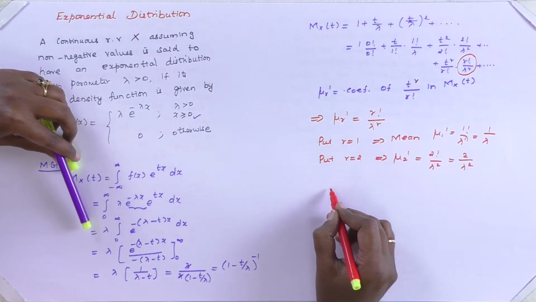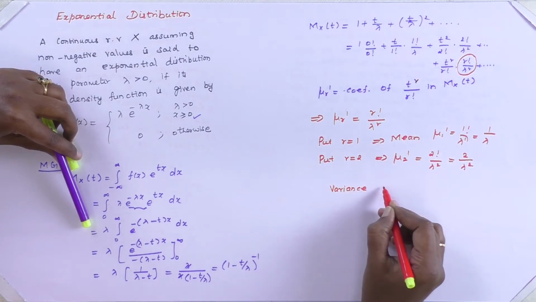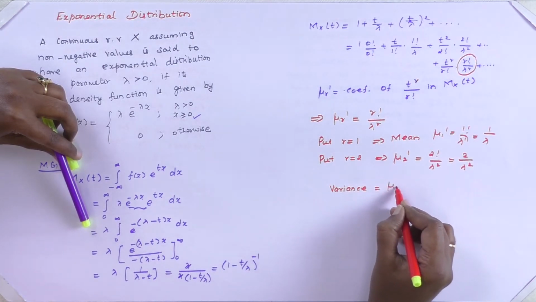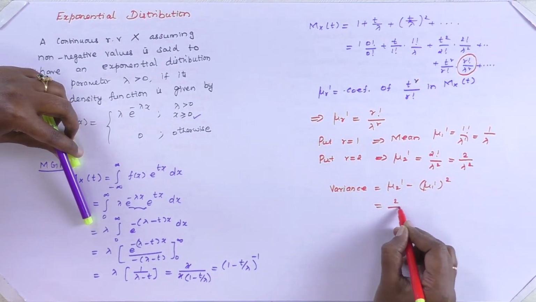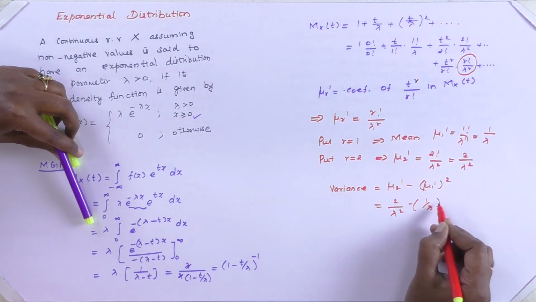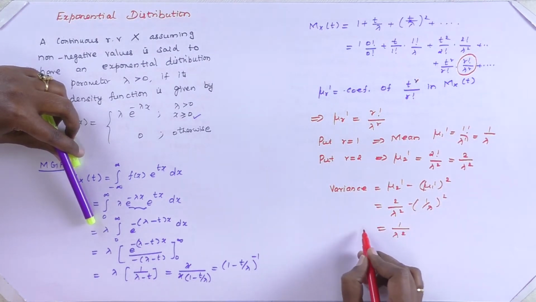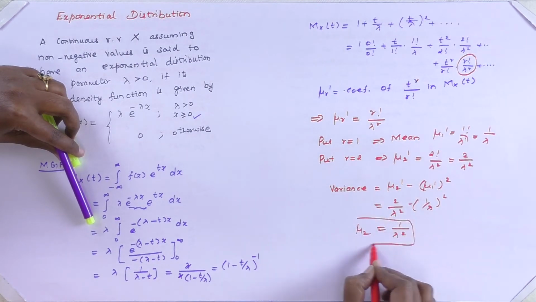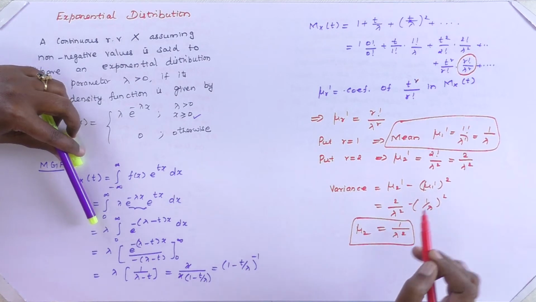We know the variance formula. Variance is calculated by mu 2 dash minus mu 1 dash the whole square. Mu 2 dash is 2 by lambda square, mu 1 dash is 1 by lambda, the whole square. Okay, take the difference between these two, we get 1 by lambda square. That is the variance value. So variance is equal to 1 by lambda square, and mean is equal to 1 by lambda.